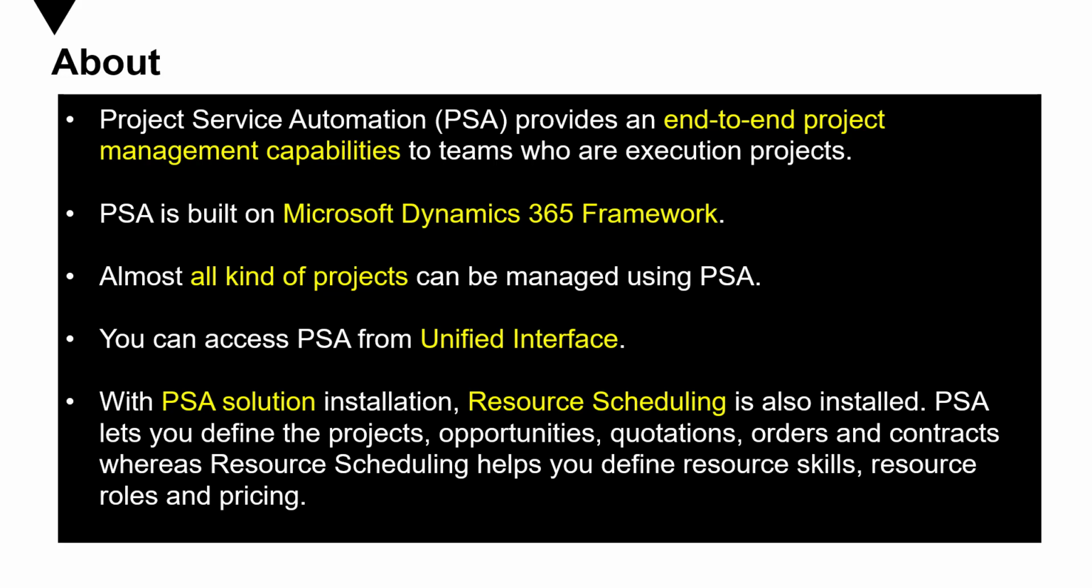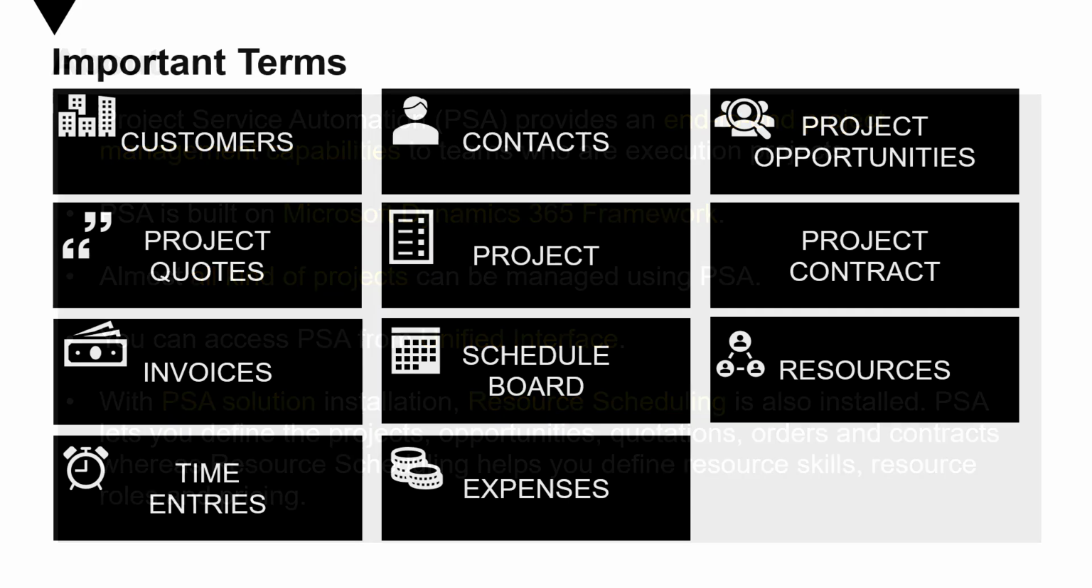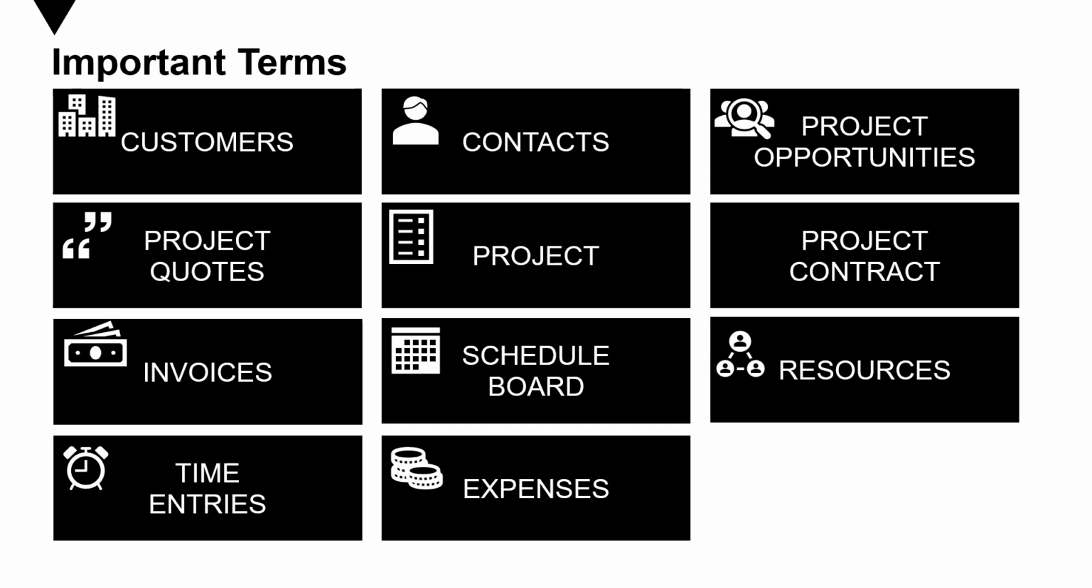Before, there was the web interface as well, but that is being discontinued. Now, with the PSA solution installed, resource scheduling is also installed, where PSA lets you define the projects, opportunities, quotations, orders, contracts, and other things. On the other hand, resource scheduling helps you define resource skills, resource roles, and pricing. Now here are some important terms in project service automation that you need to get acquainted with.